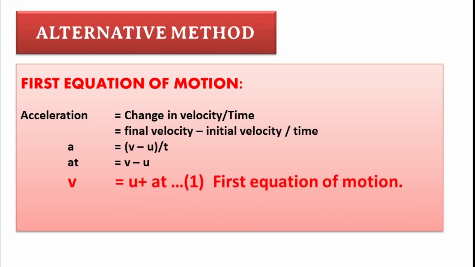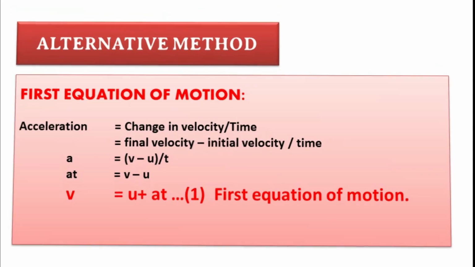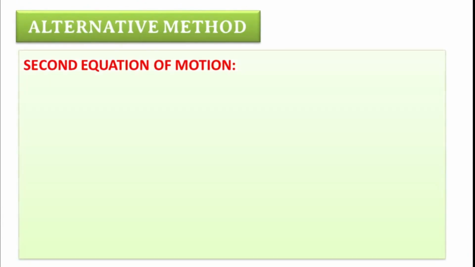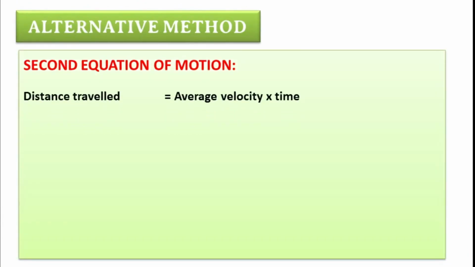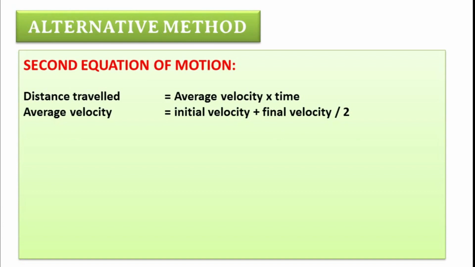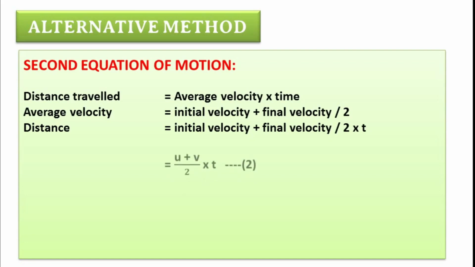Now to find the second equation, let us take the formula for distance travelled, that is equal to average velocity into time. Average velocity is equal to (initial velocity plus final velocity) divided by 2. So distance is equal to (initial velocity plus final velocity) divided by 2 multiplied by time, which is equal to (U plus V) divided by 2 into T. Let us write this as equation number 2.